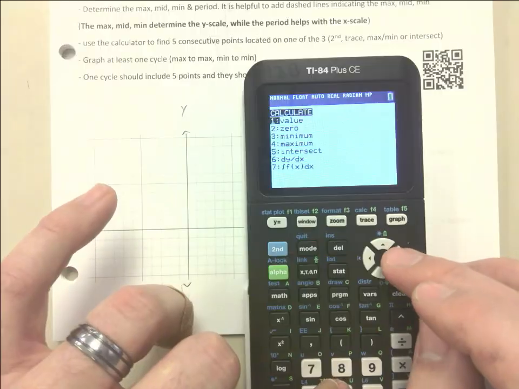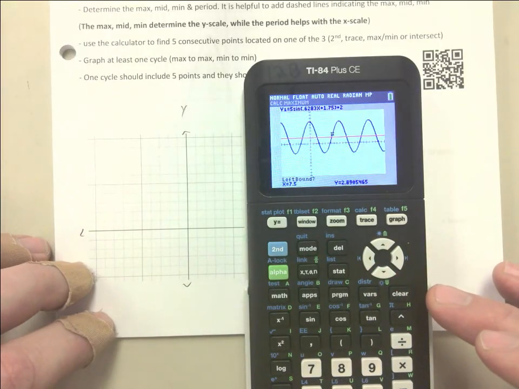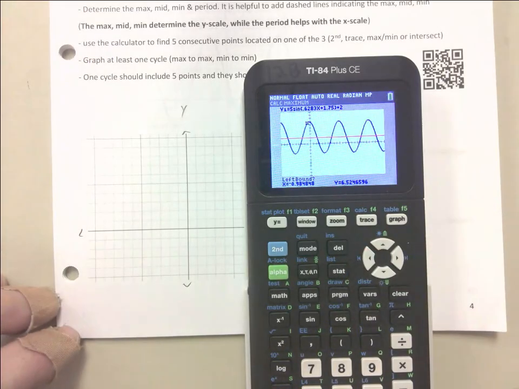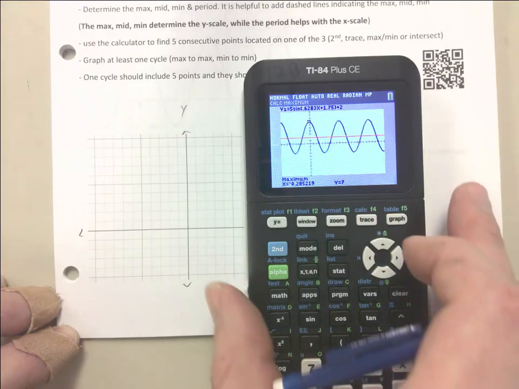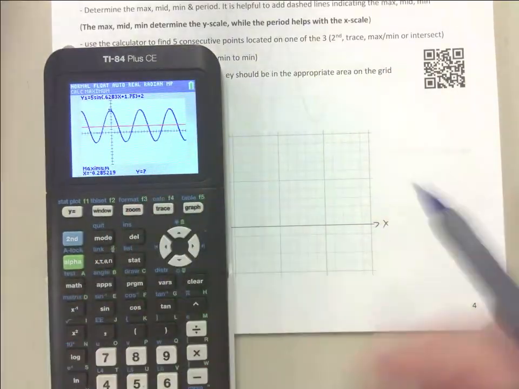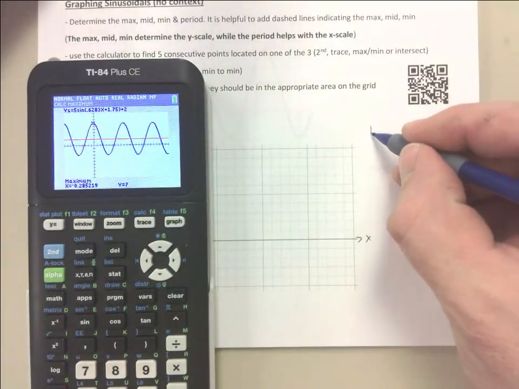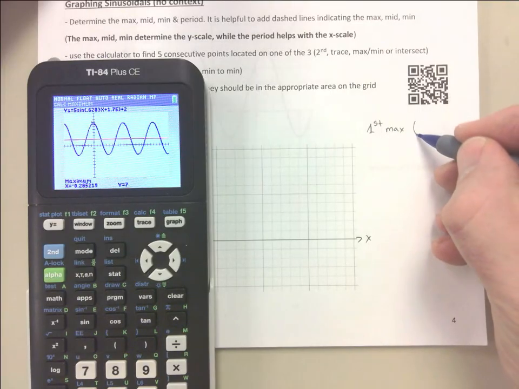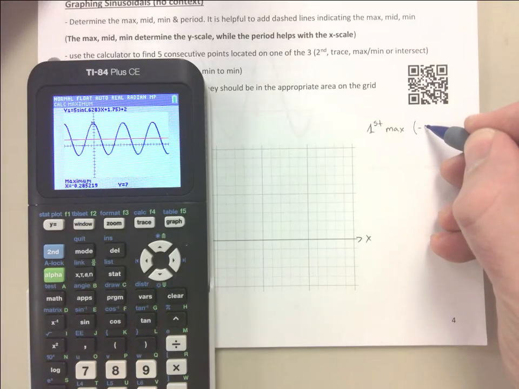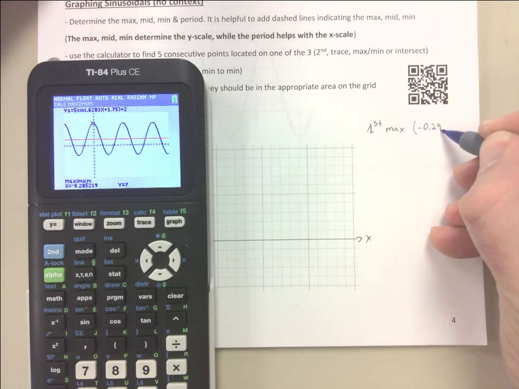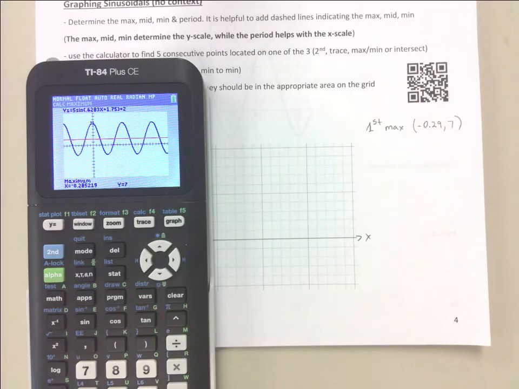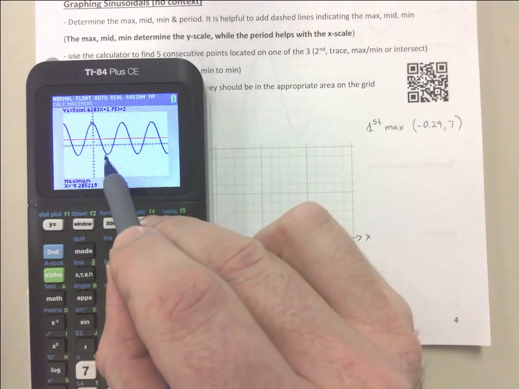Second trace, max. And I'm going to find the exact coordinate of this point. So I'm going to go left, right, enter. Okay, so watch what I'm going to do here on the side. The first max that I determined is negative 0.297. Let's go find the next min.